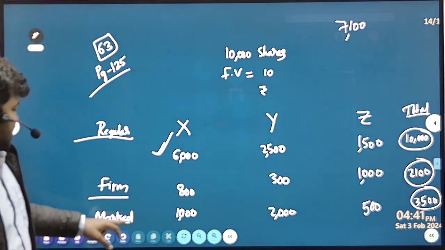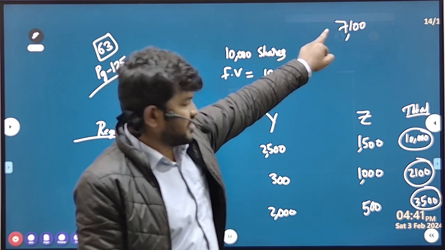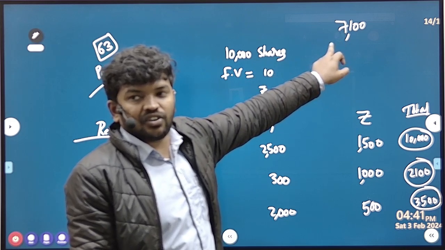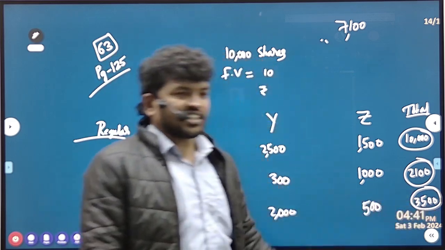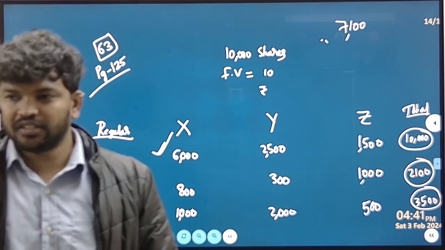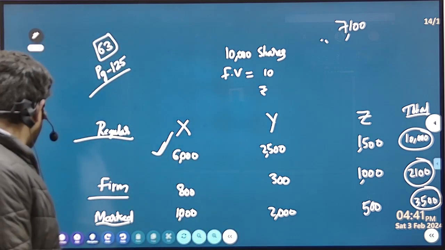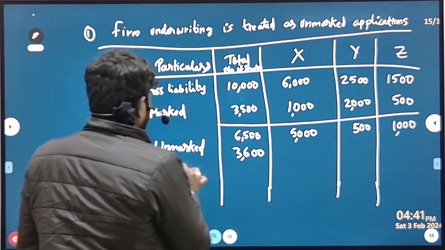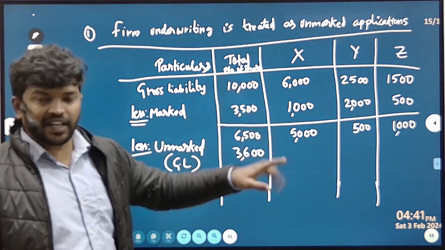देखो इधर, दिस टोटल मार्क्ड का 3,500. टोटल एप्लीकेशंस रिसीव्ड, ये फिगर कितना है? 7,100 इज द टोटल एप्लीकेशंस रिसीव्ड. उसमें से मार्क्ड 3,500 है. अनमार्क्ड कितना होगा? 3,600 होगा. ये ग्रॉस लाइबिलिटी रेशियो में बांटो. इफ नथिंग इज स्पेसिफाइड, ग्रॉस लायबिलिटी रेशियो में बांटना है.